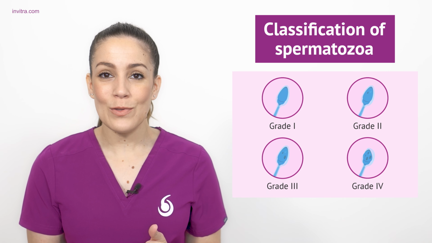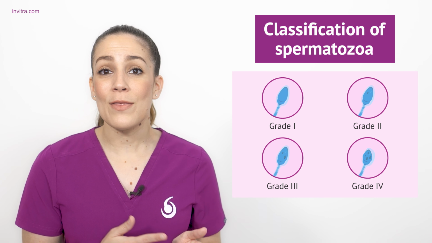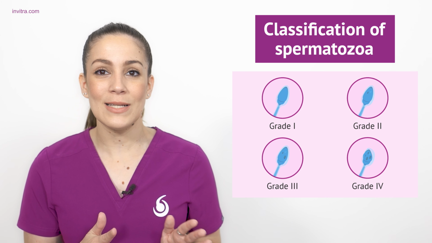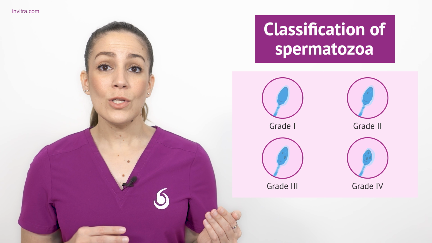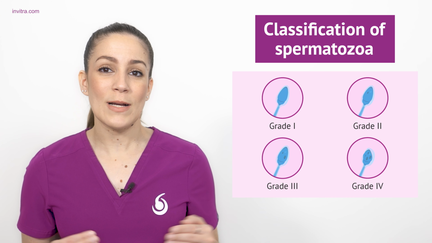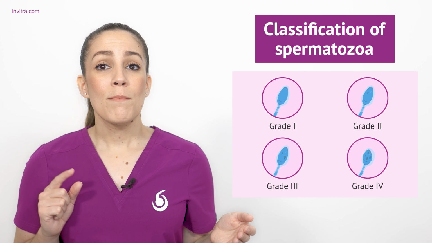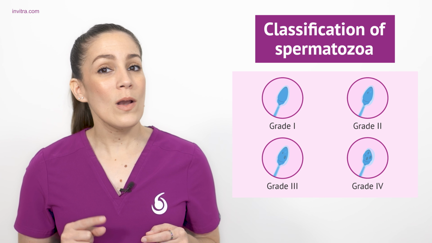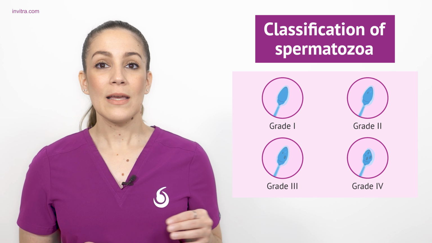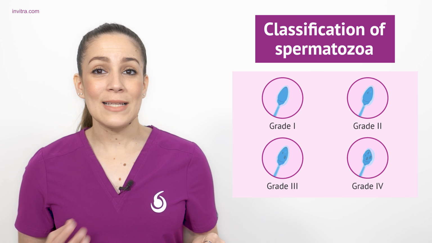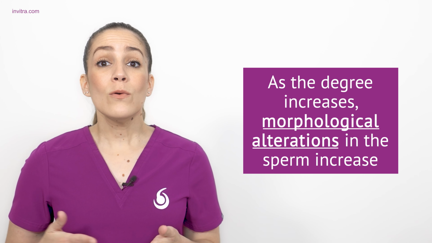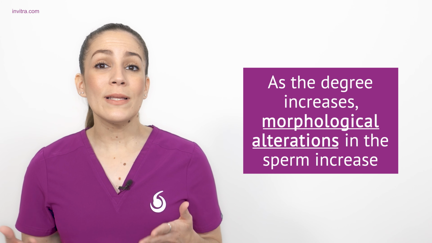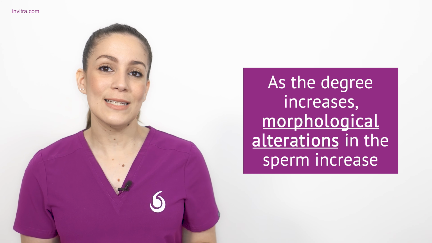One of the most commonly used criteria for sperm classification when performing morphological evaluation at high magnification is the following. Grade 1, absence of vacuoles. Grade 2, 2 small vacuoles maximum. Grade 3, more than 2 small vacuoles or at least 1 large vacuole. Grade 4, large vacuoles and associated with other abnormalities. In this way, as the degree increases, the morphological alterations of the spermatozoa increase.